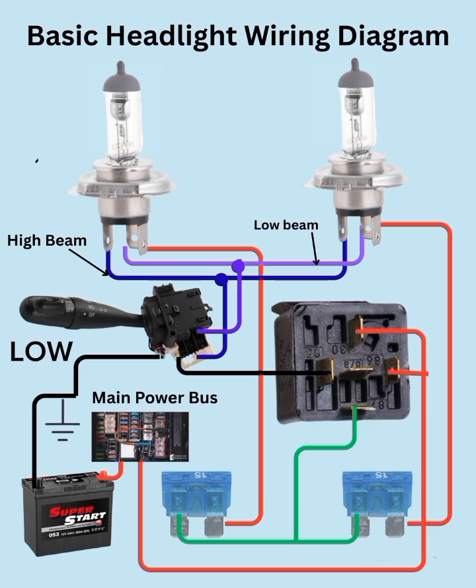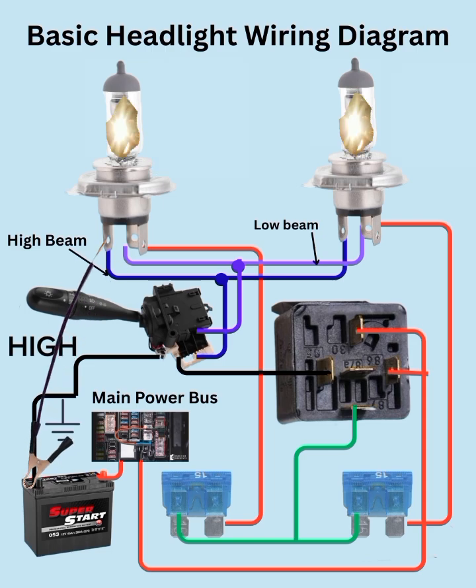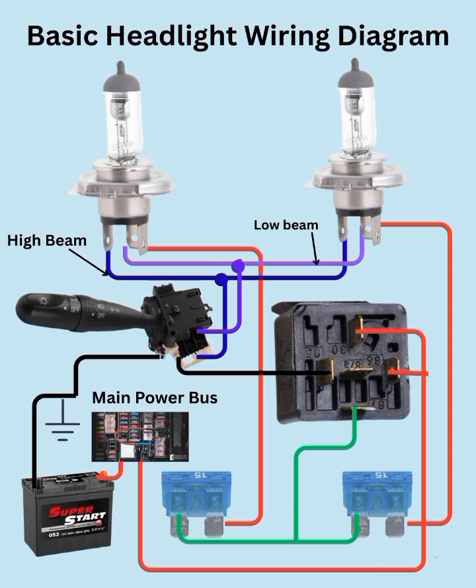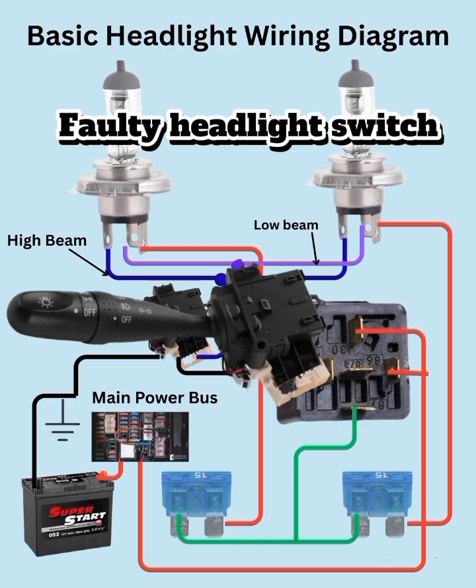Repeat the same test on the high beam circuit if the high beam is also inoperative. If the high beam illuminates when a ground is manually applied, and the passing or flash-to-pass function operates normally, this condition confirms that the headlight switch is faulty and is not supplying the proper ground signal during normal operation.